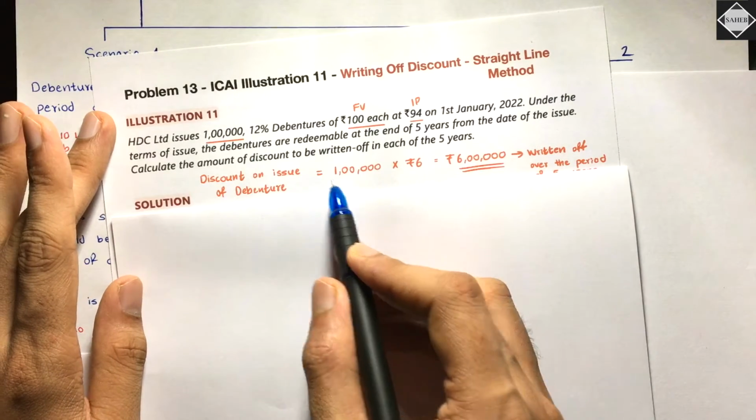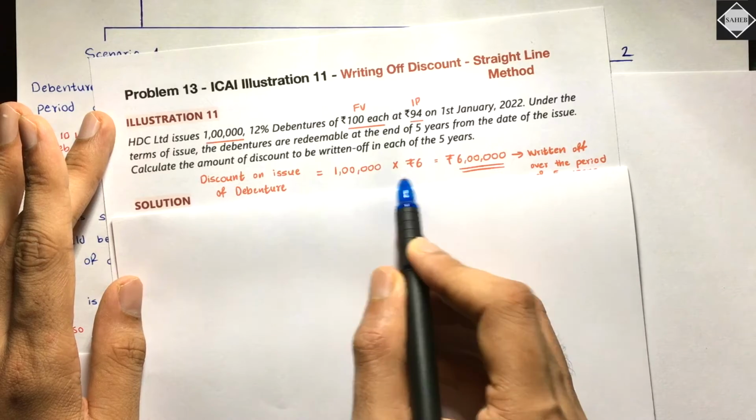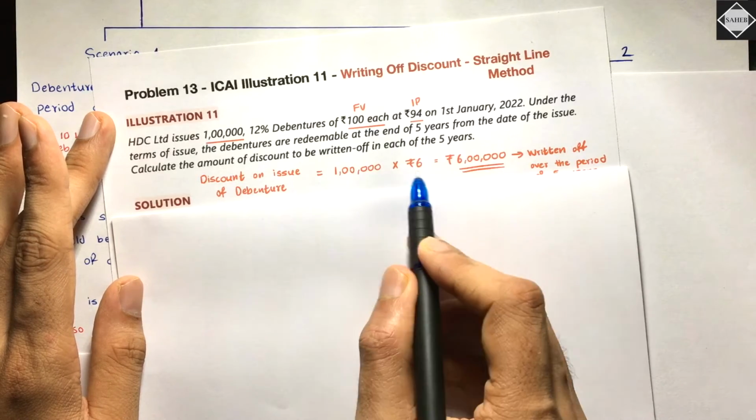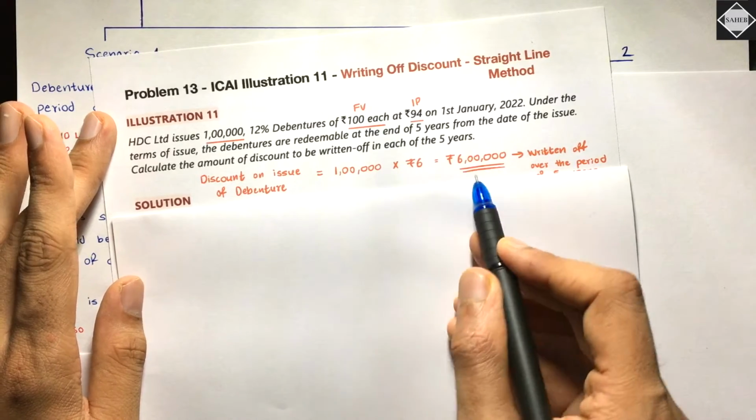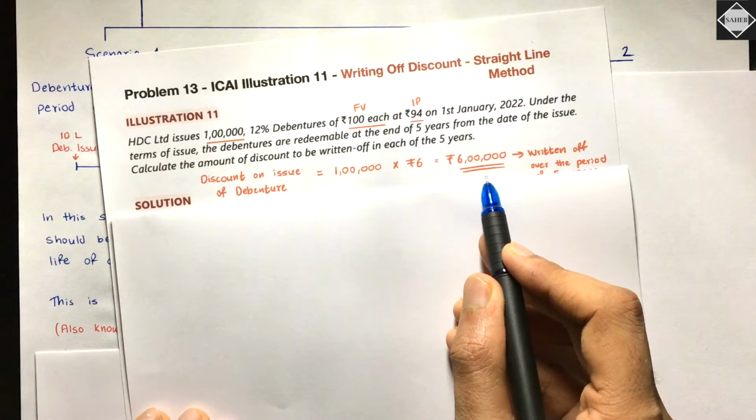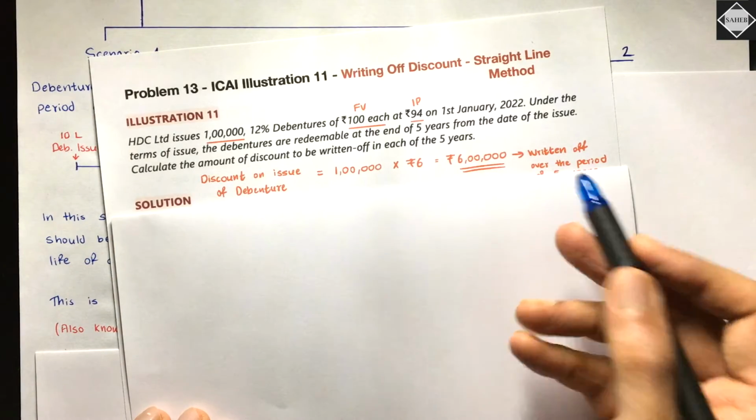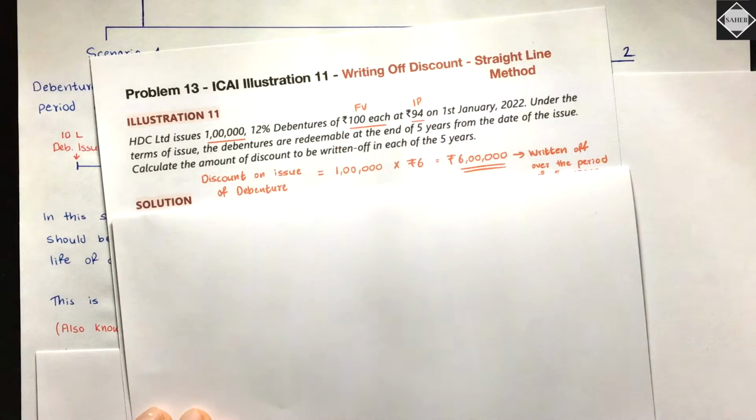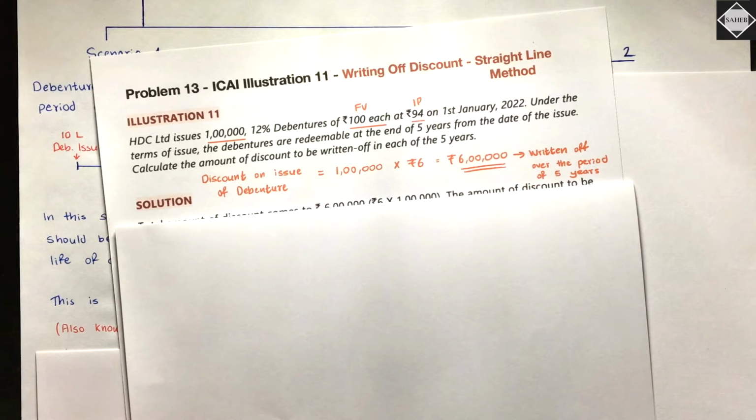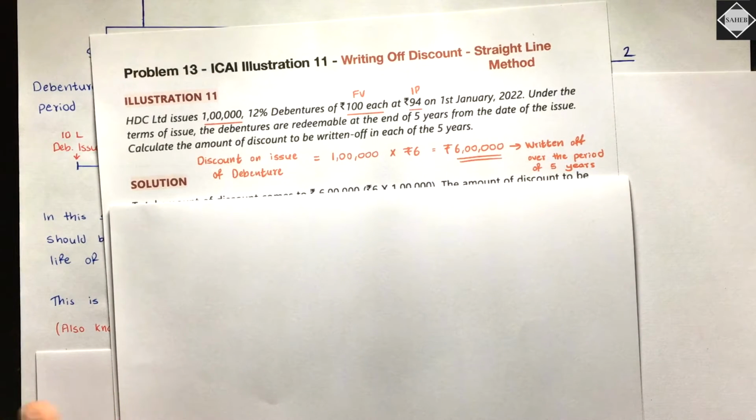Discount on issue of debenture is equal to 1 lakh into rupees 6. Total number of debentures into discount per debenture, that's equal to 6 lakh in total. This is the amount we have to write off over the period of 5 years, isn't it? Yes, you all know this. Now how it will be presented and all the calculation, it's really simple.